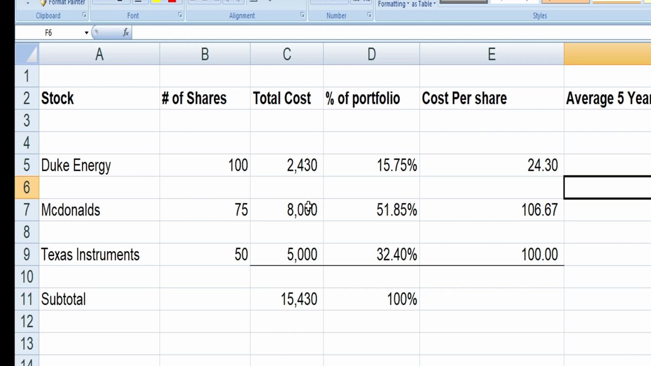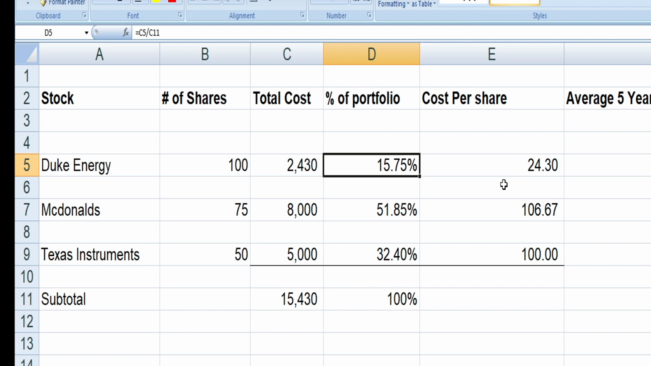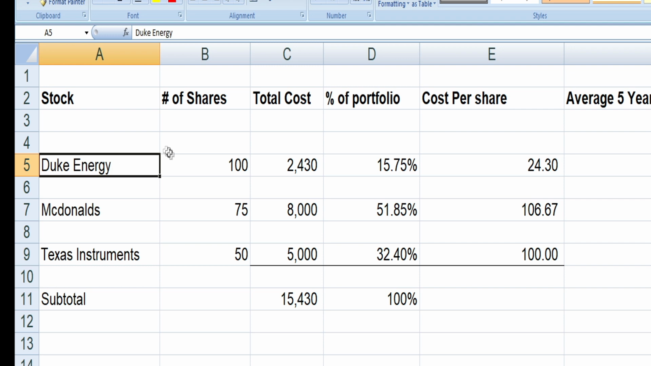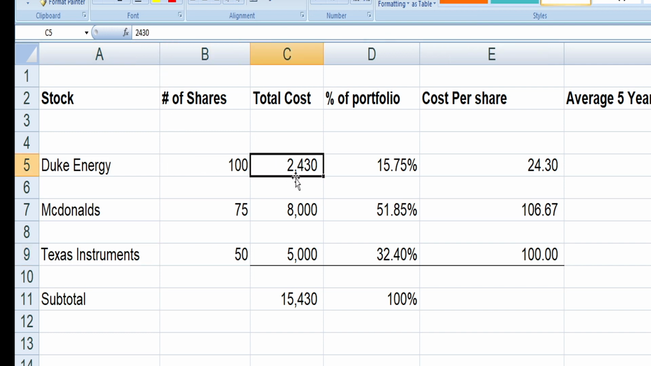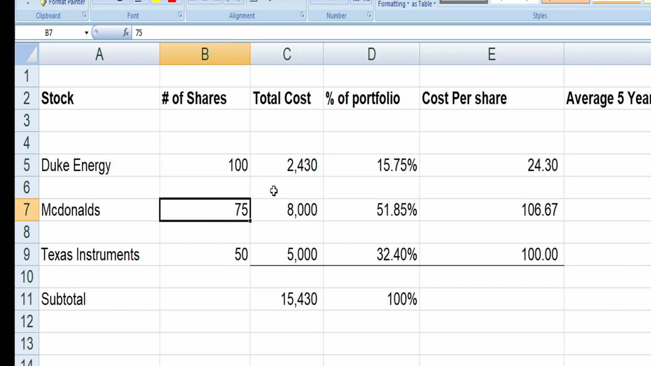These numbers are just all made up, okay? I did not use the real numbers from Yahoo Finance for this. I just want to clarify that. This is simply for the sake of an example. But let's pretend you own Duke Energy, you own McDonald's stock, and you own Texas Instruments. Let's say you have 100 shares of Duke Energy. Your cost is $2,430 for those shares. McDonald's, you own 75 shares for $8,000. And Texas Instruments, you bought 50 shares for $5,000.